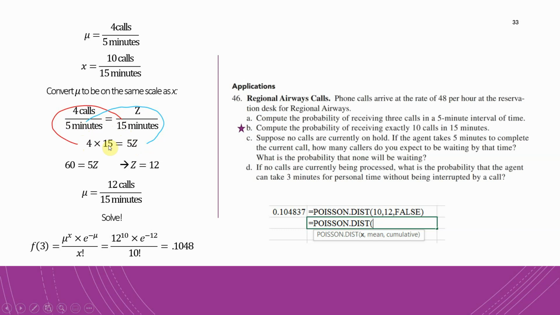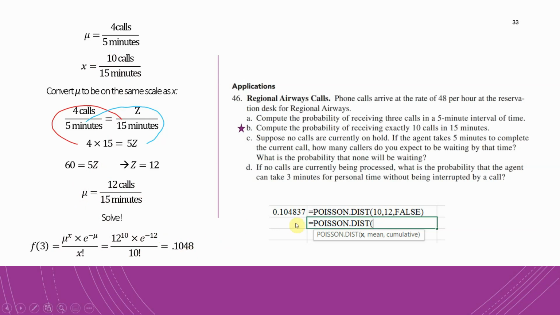4 times 15 is 60, equals 5z. Solve for z, divide by 5, 60 divided by 5 is 12. So now, just plugging in z, we have 12 calls per 15 minutes. So this is our rate. This is mu or lambda. It's on the same scale as the interval, per 15 minutes. So now we have x is 10, mu is 12. Let's just plug those numbers in, 12 to the 10, e to the negative 12, over 10 factorial. Solve.